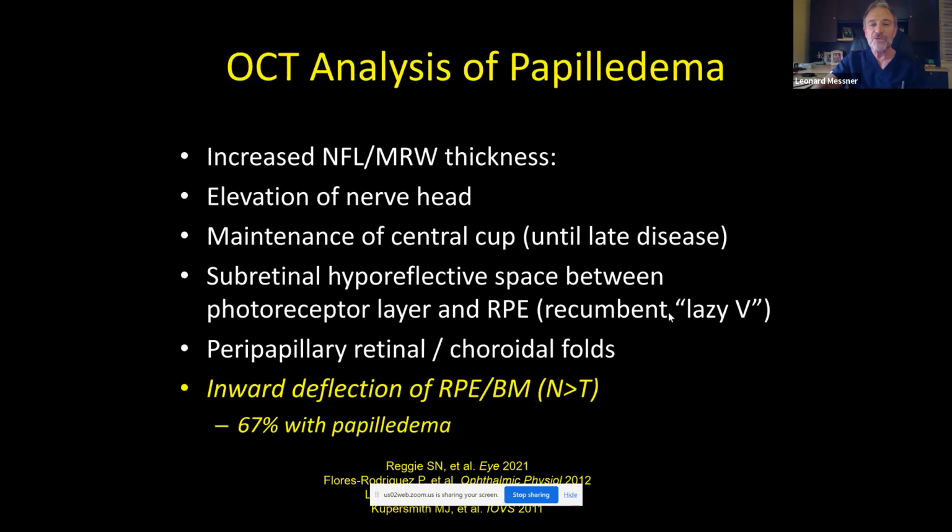And then finally, something that I think is most helpful, and that is an inward deflection of the RPE-Bruch's membrane complex. This really goes along with the flattening of the posterior sclera that we commonly see among individuals with elevated intracranial pressure, particularly with idiopathic intracranial hypertension, when looking at the globes with an axial cut on MRI. And this inward deflection of the RPE-Bruch's membrane complex is found in roughly two-thirds of individuals with papilledema.